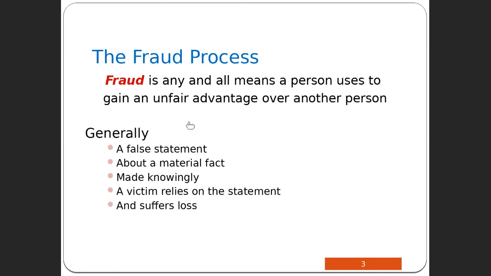Fraud is any and all means a person uses to gain an unfair advantage over another person. So something that someone does not deserve, they're trying to get it and in the process harming someone else. Generally, it could be a false statement, a lie about a material fact. Material fact means something that matters, something that is significant, something that if someone were to trust you and act, they would be harmed. And this false statement about the material fact is made knowingly.